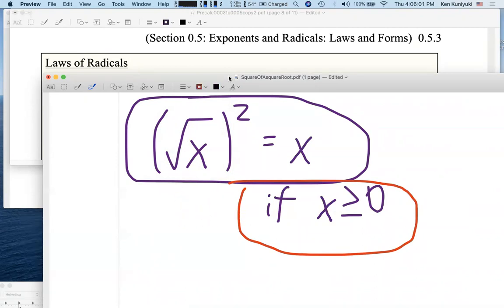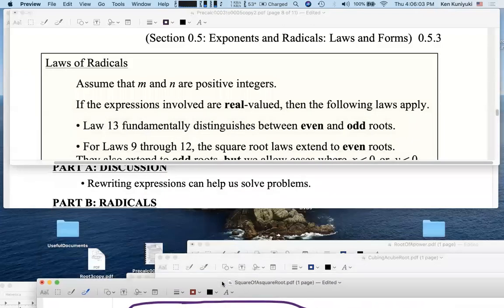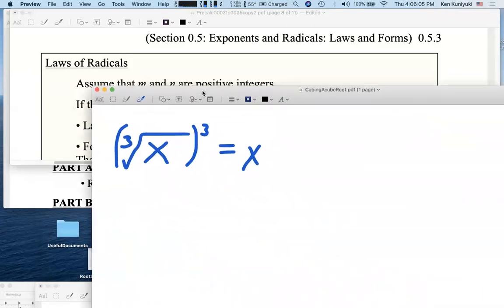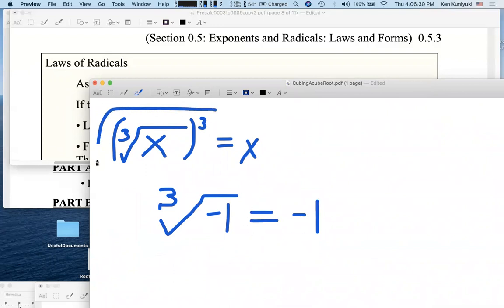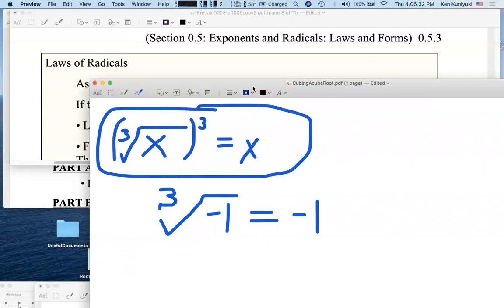All right. Now, what about the cube of the cube root of x? Well, the cube and the cube root undo each other. We get x. Now, we do not take the square root of a negative number because that's not real, but can we take the cube root of a negative number? What's the cube root of -1? The principal cube root. It is -1. So this works out.